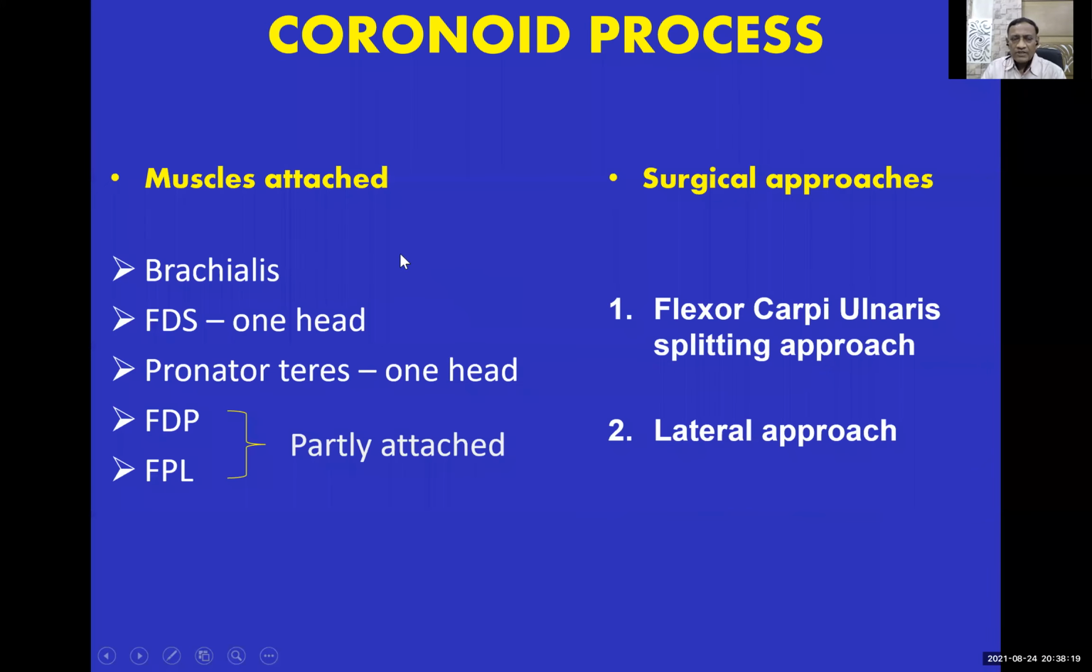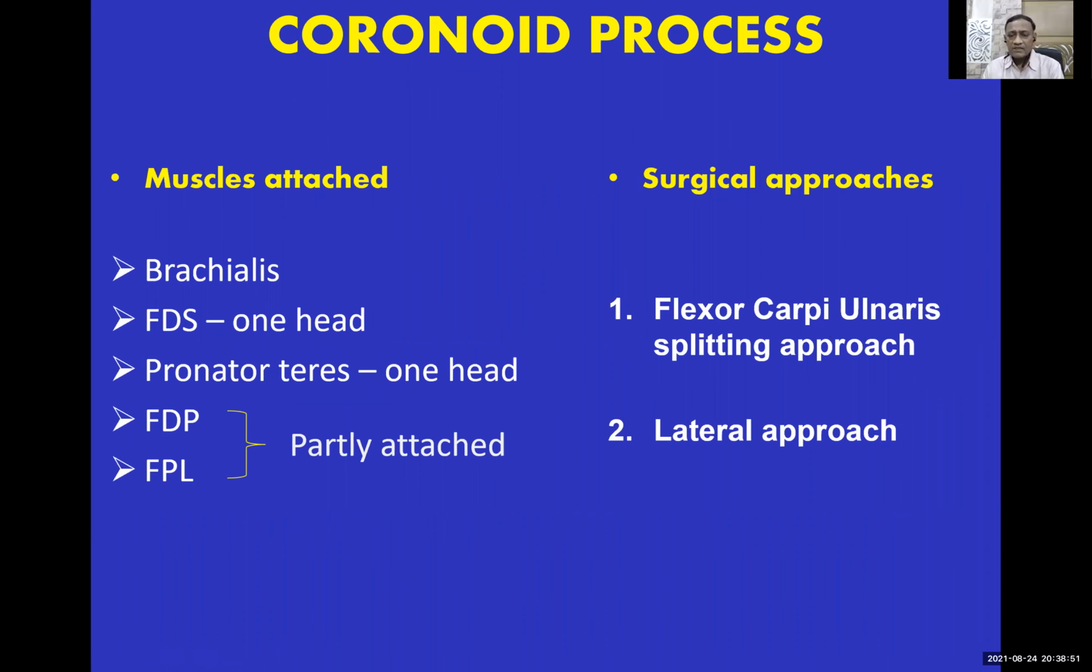In the coronoid process, they will ask you what the different muscles are. Normally, we don't read this in detail, but these are the muscles attached: brachialis, one head of flexor digitorum superficialis, one head of pronator teres, flexor digitorum profundus, and flexor pollicis longus, as they are partially attached to the coronoid process. In surgical approaches, one can go from the lateral side after excision of the radial head, or sometimes from the medial side. There is a flexor carpi radialis splitting approach.